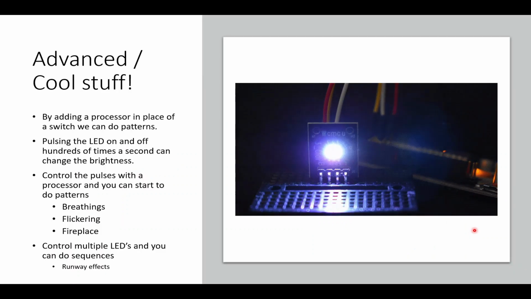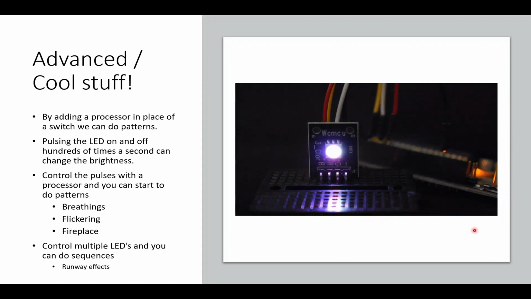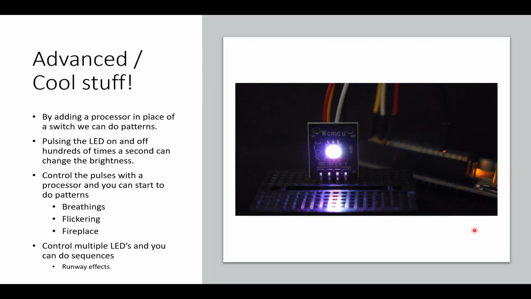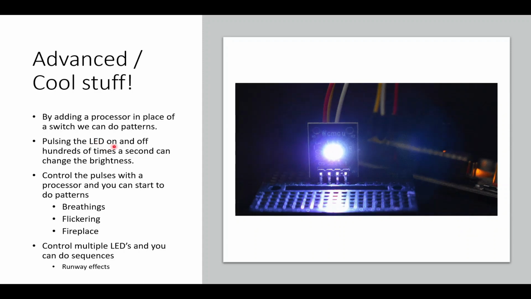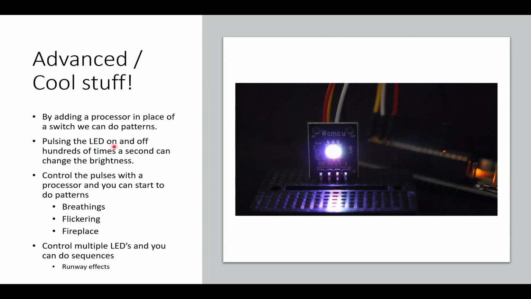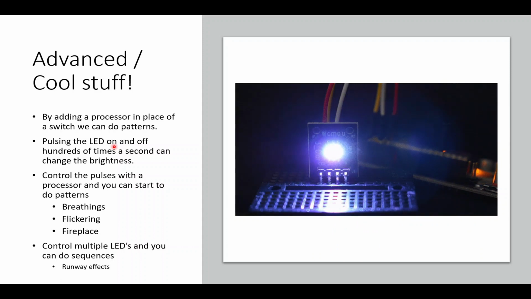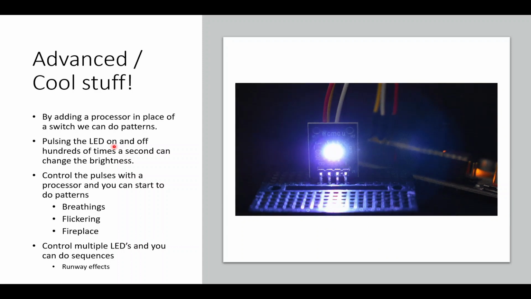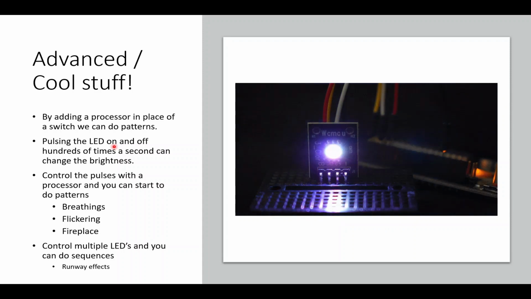Now, if you want to do cool stuff, you want to add a processor in place of a switch. So by switching on and off really, really quickly, hundreds of thousands of times a second, we can pulse the LED on and off, changing its brightness. So if you're switching 1,000 times a second and you only switch it on for 100 out of that 1,000, on only 10% of the time, then it's going to look a lot more dim than when it's just on fully.